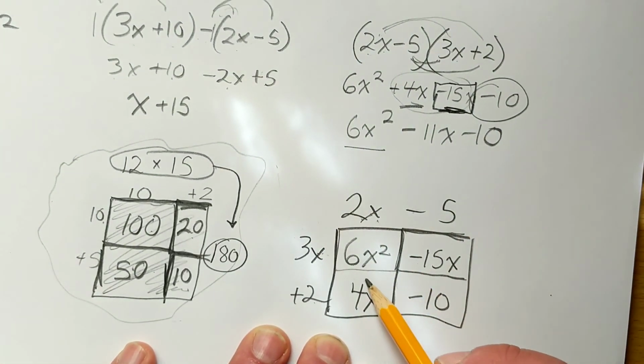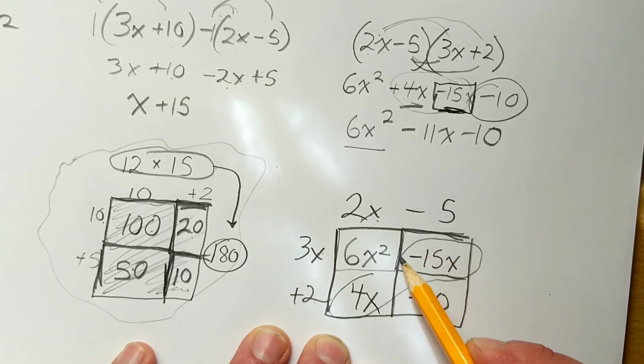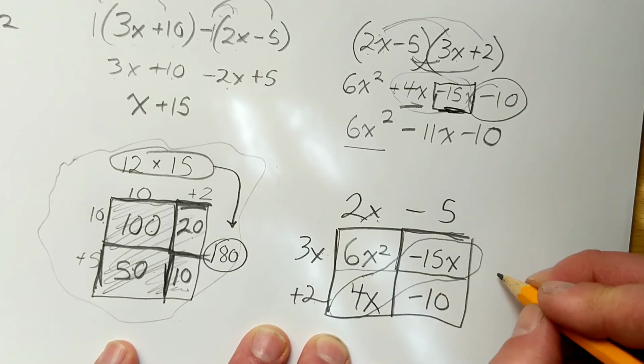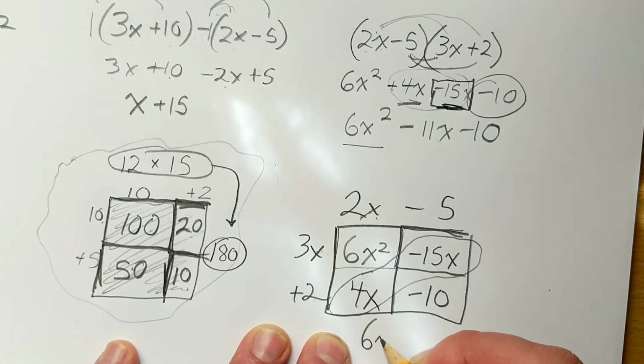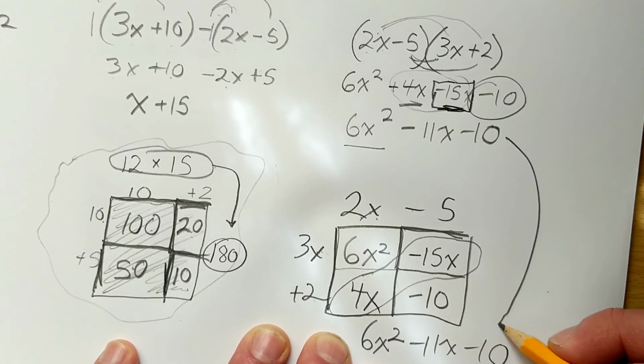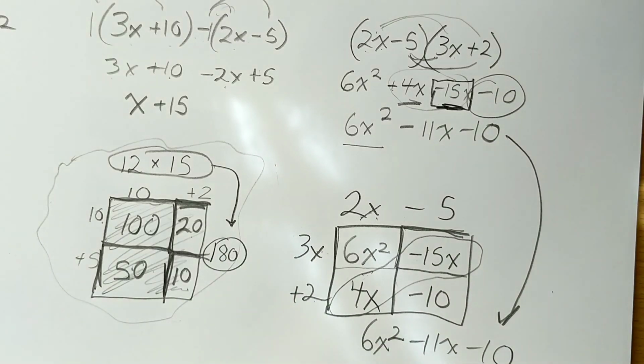And again, you combine like terms. The like terms in this case are these. So if we write that out now, we have 6x squared. Those combine to negative 11x. And then negative 10. And you can see, same answer, two different methods. This is using an area model, and it's a great system. We'll be looking at that.